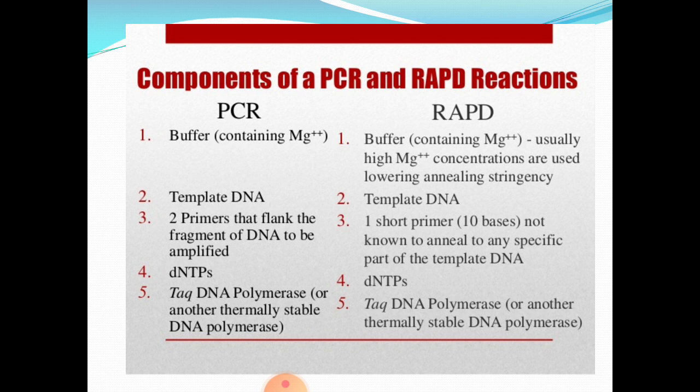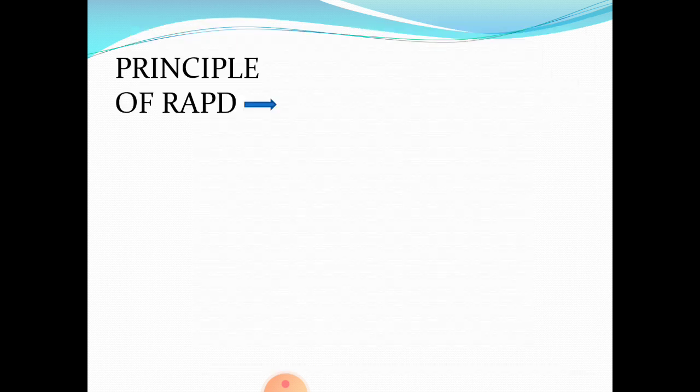Of course, in both you have to give dNTPs, that is ATP, GTP, CTP and TTP, for furtherance of amplification. Then in both cases you make use of Taq polymerase, that is thermostable DNA polymerase, or any other thermally stable DNA polymerase. So if you are asked to compare and contrast a PCR reaction and an RAPD reaction, these are the points which you are going to highlight.